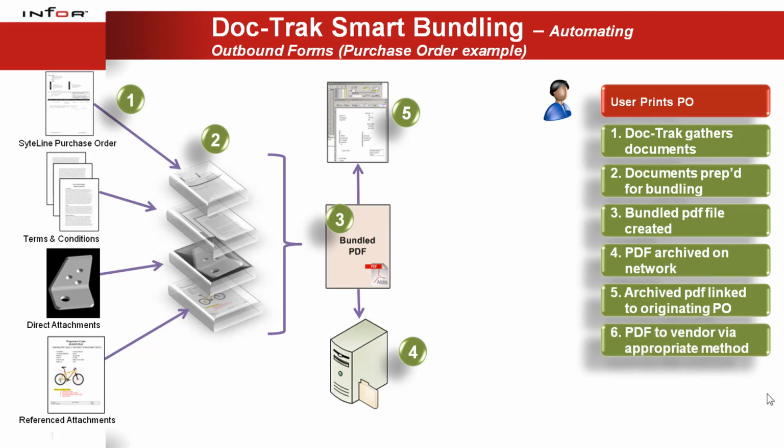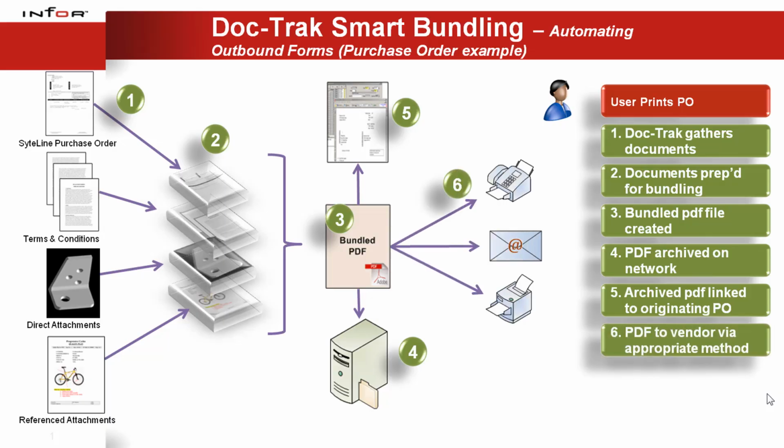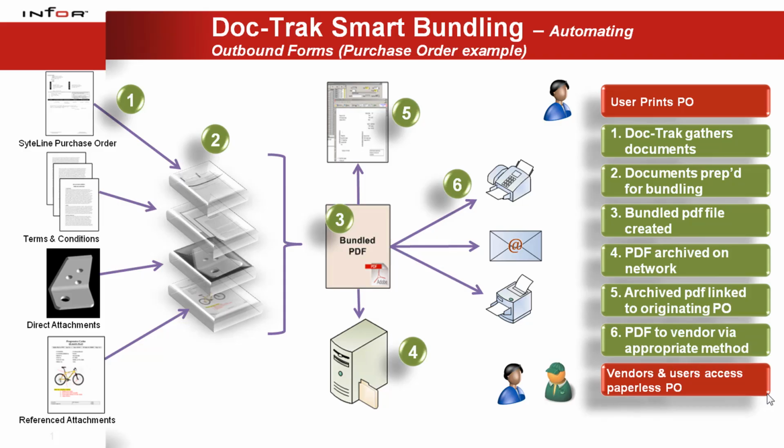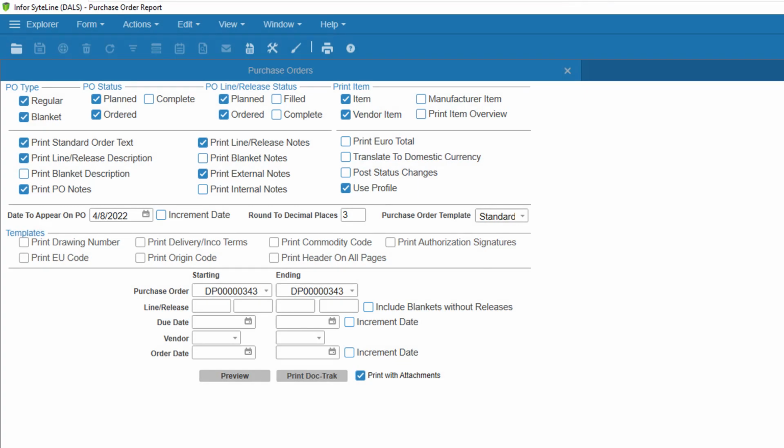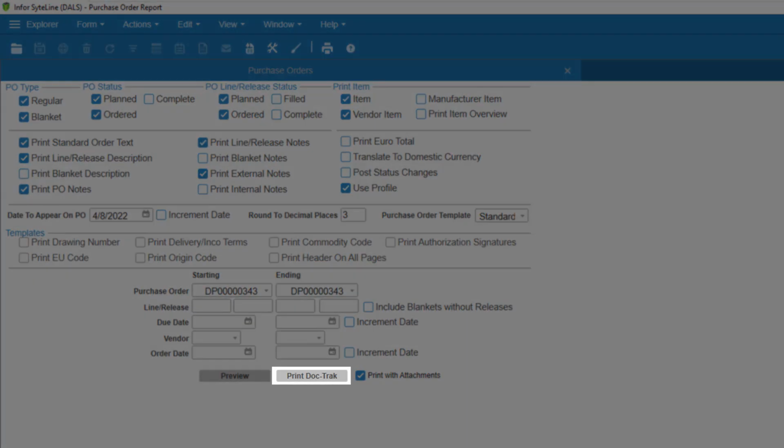Step 6. The bundled report is delivered to the vendor automatically by fax and/or email. If required, it can be set up to print a hard copy as well. And finally, the new purchase order is available for vendors and our employees. Now, what does a user have to do to make all of this happen? Well, they just click this button.